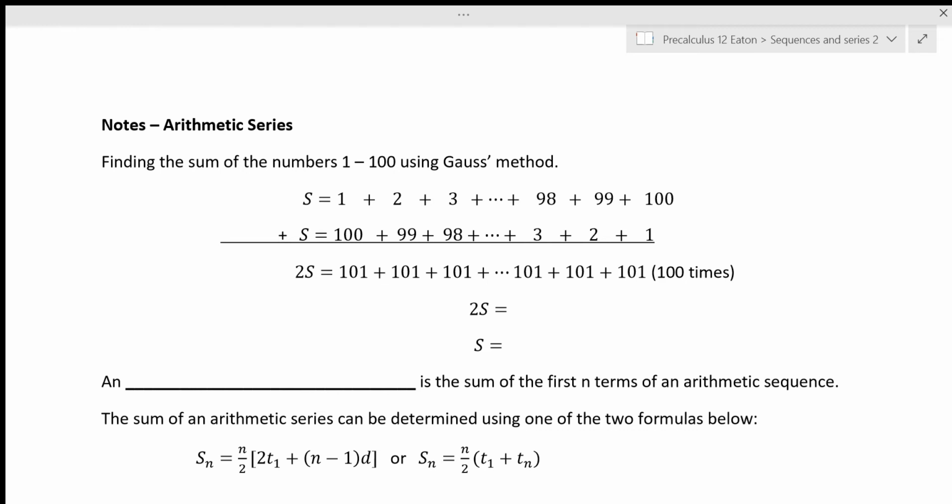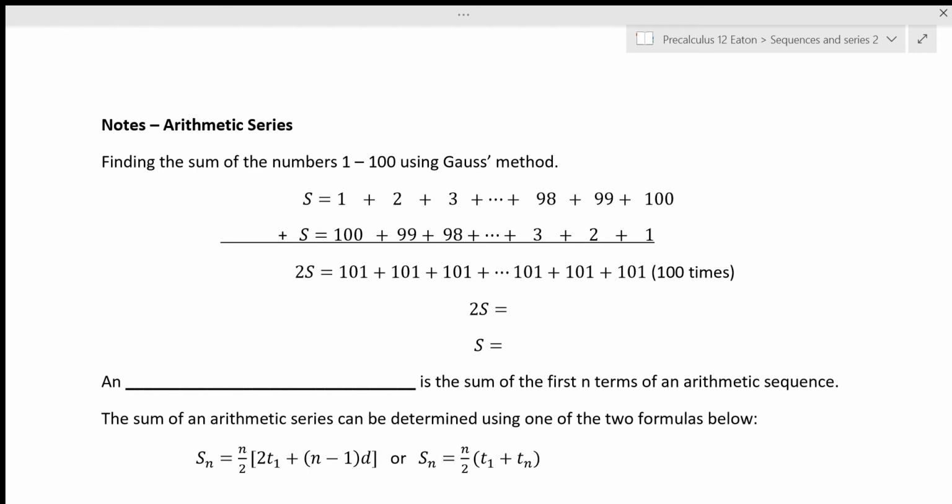1, 2, 3, 4, 5. We have a first term, which is 1. We have a common difference, which is also 1. We're going up by 1 each time. So just the list of numbers from 1 to 100 is in fact an arithmetic sequence. So we're going to try to add those numbers up. So adding up all the numbers from 1 to 100.